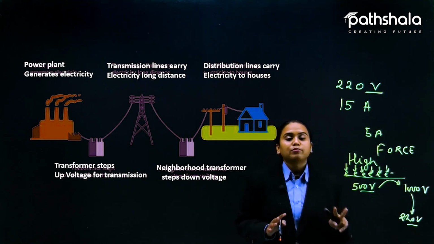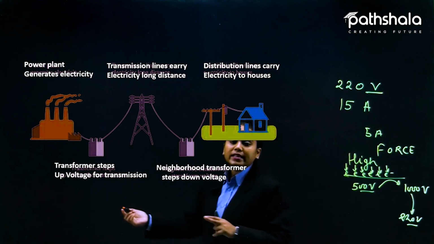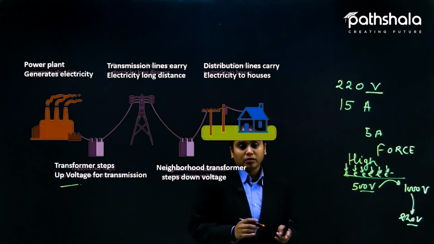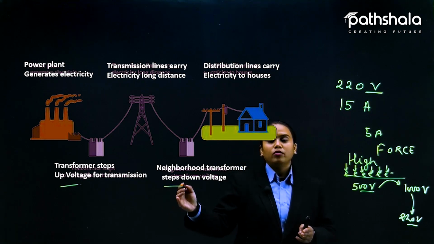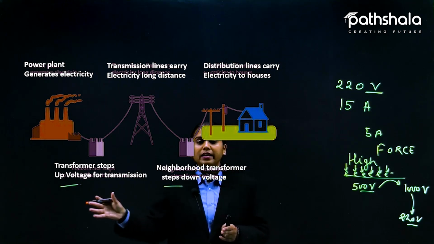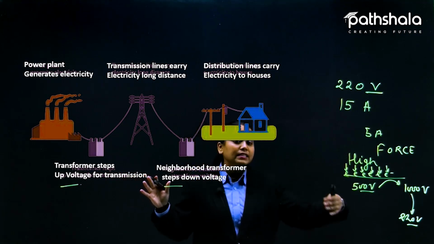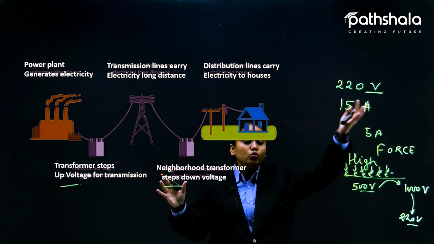There are two types of transformers basically. One is the step up transformer and one is the step down transformer. Here is the step down transformer. Earlier we needed a step up transformer so that we can enhance the produced voltage.